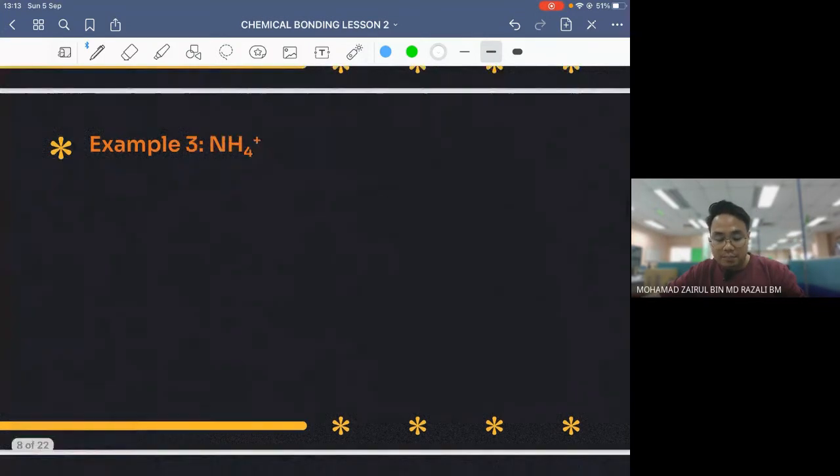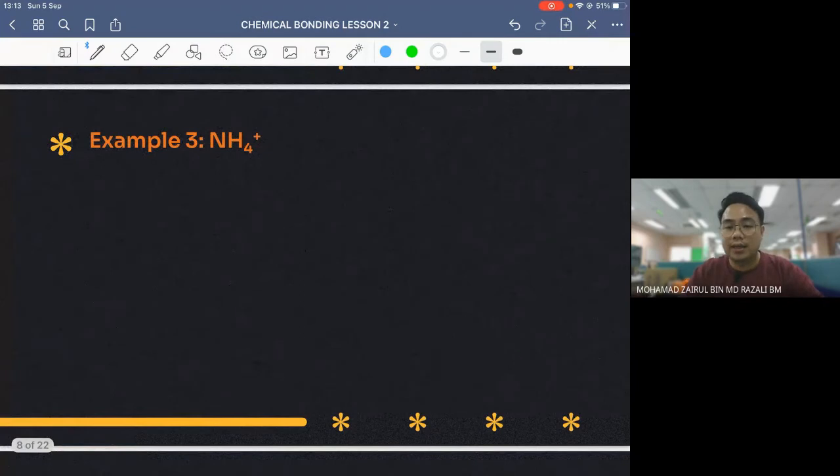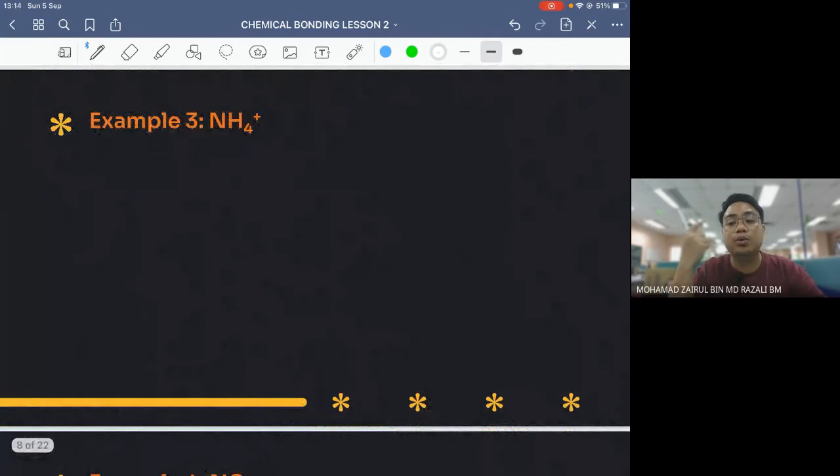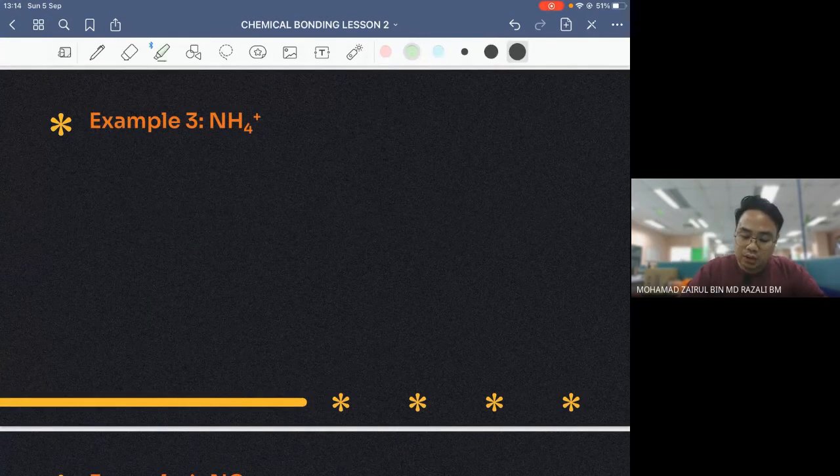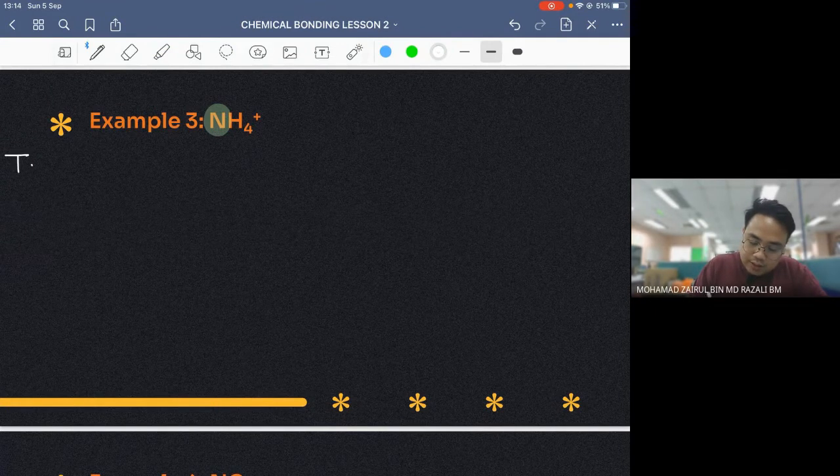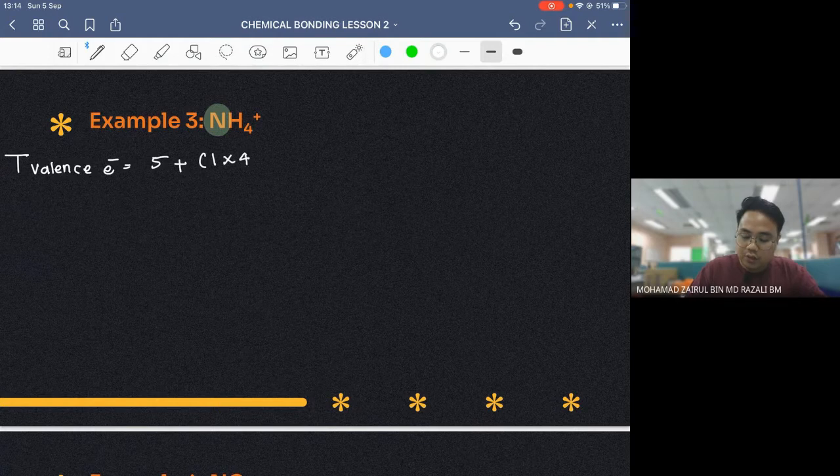Okay, so example 3 we try to do for NH4+. Okay, ammonium ion. So macam biasa, first we need to determine the central atom. So if you look at the periodic table, the nitrogen will become the central atom. Okay, and then kita calculate dia punya total valence electron. Okay, nitrogen is located in group 15. That means nitrogen have 5 valence electron. Hydrogen 1 valence electron. However, we have 4 hydrogen. Going to multiply by 4.